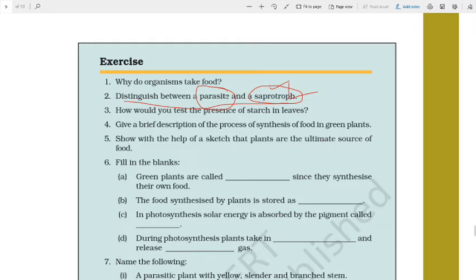The next difference is that parasites take ready-made food from the host, and saprotrophs take their food from decaying organisms, decayed food. Next, parasites grow on living organisms, and saprotrophs grow on dead organisms. This is an important difference. Now the examples.